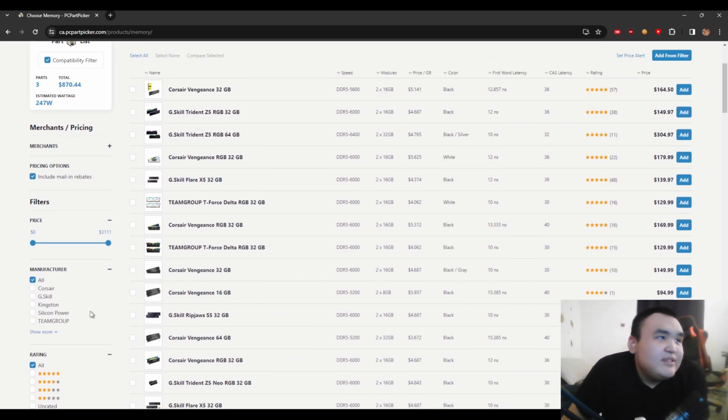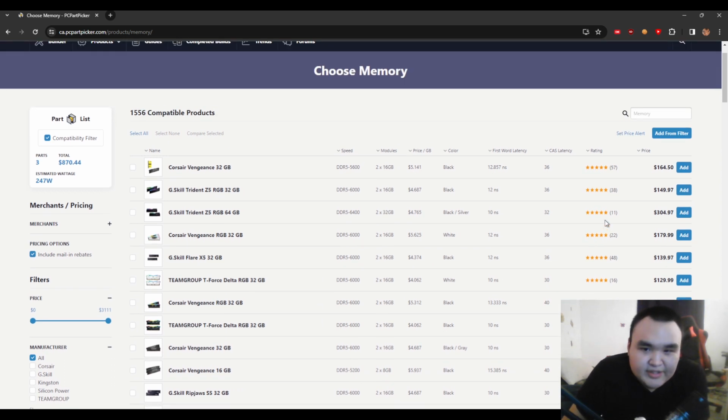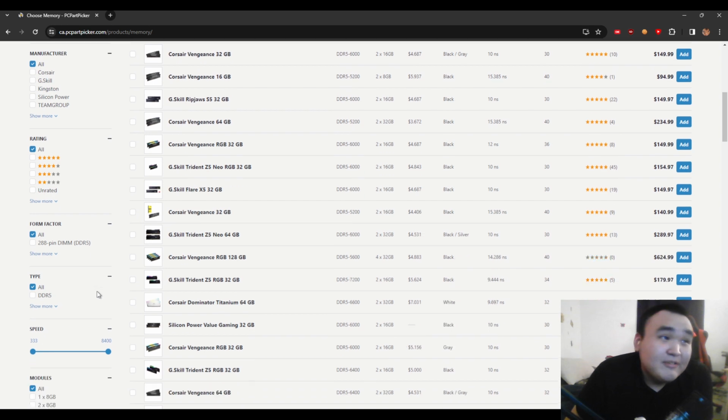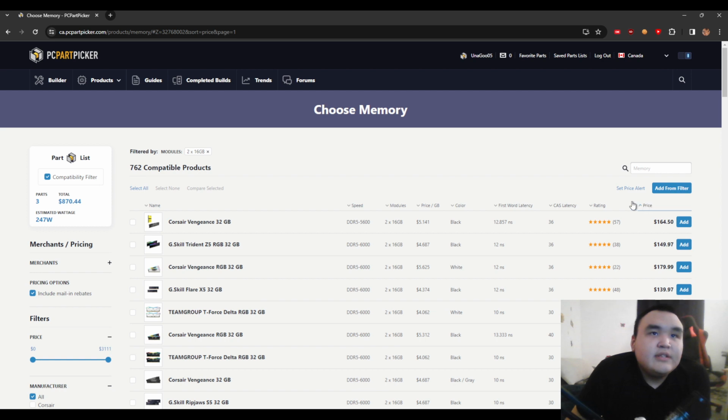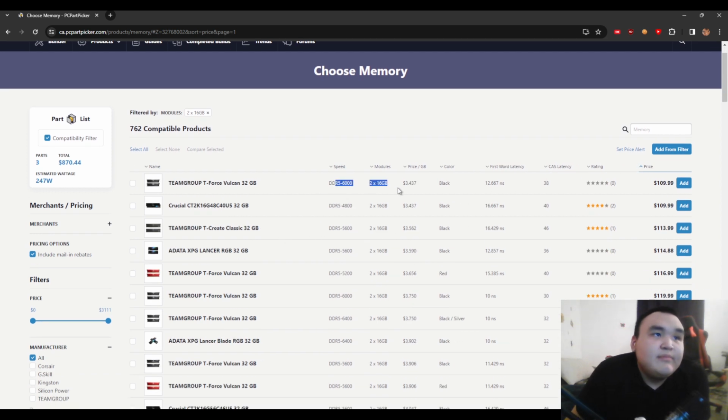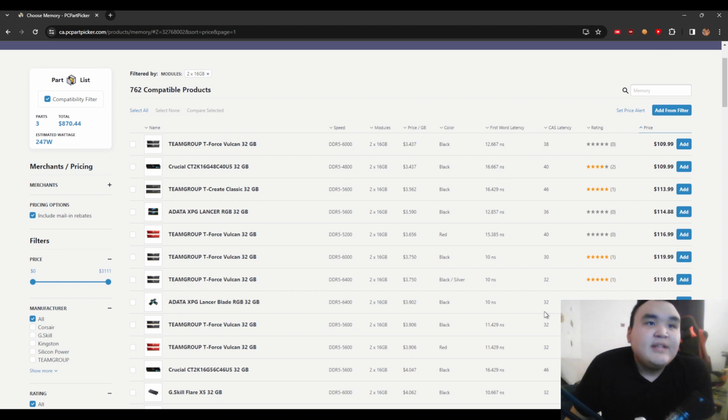32 gigabytes is good for me because I don't do anything else aside from just editing, so I'm not really looking forward to anything over 32, it's overkill for me. Let's go find some memory with a lower cache latency like this one right here, and that isn't too expensive.